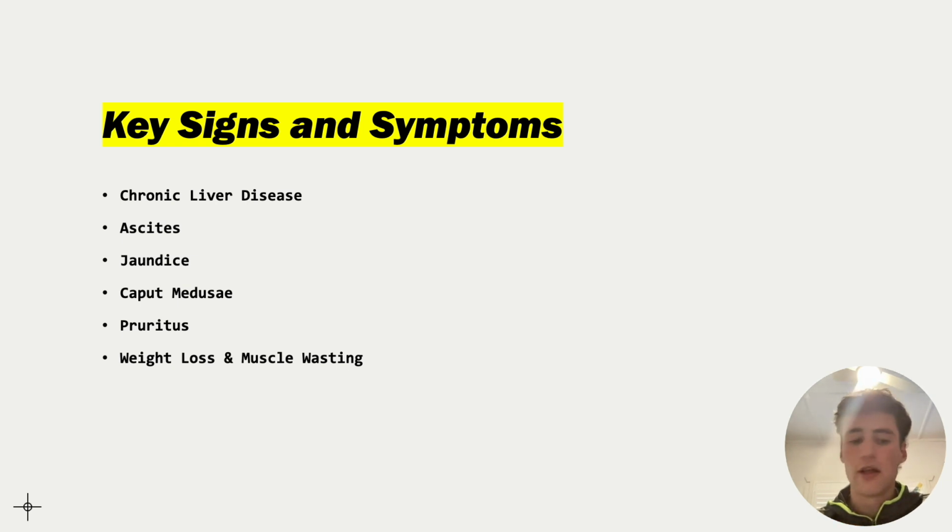So moving on to one of the last ones, which is weight loss and muscle wasting. This is due to the malnutrition and protein loss due to chronic liver dysfunction. So this you'll probably get from history taking and potentially asking family members if they've lost a lot of weight recently. And now I'm just going to have a quick trigger warning because the next two slides will have some images of blood.